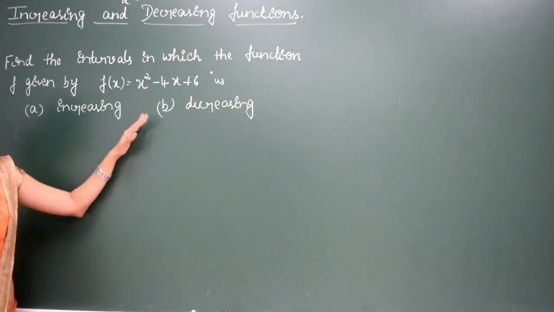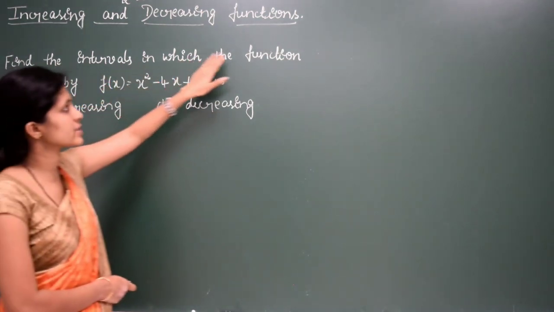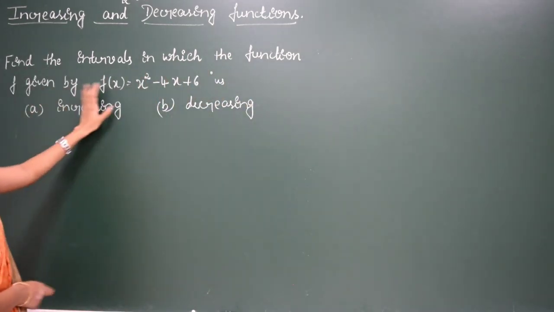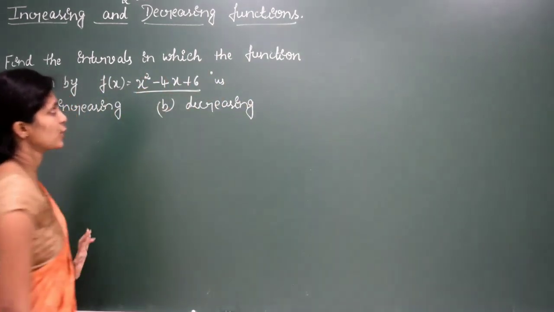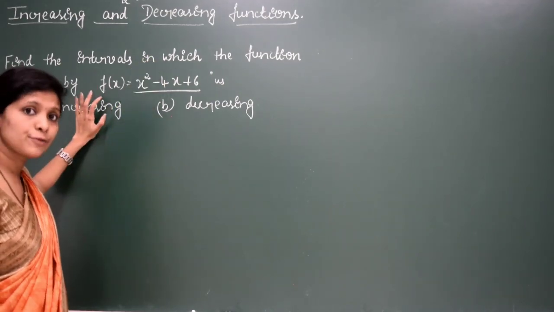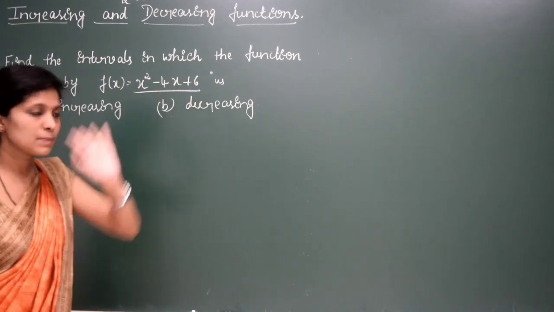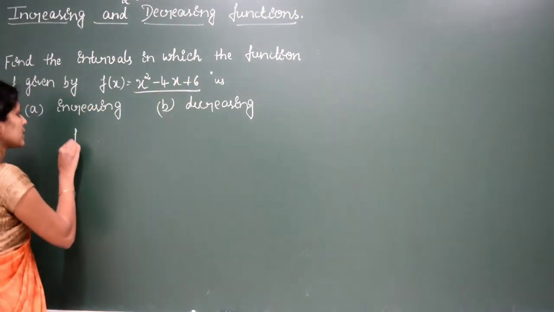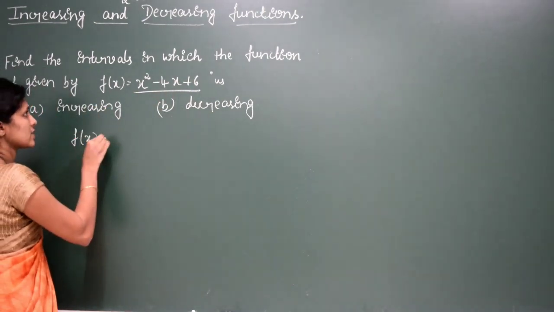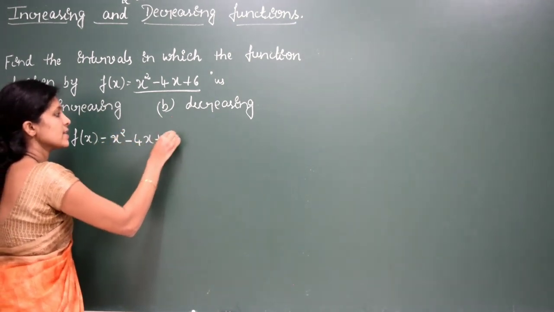See, this type of problems are important. We'll read the question. Find the intervals in which the function f of x is x square minus 4x plus 6 and the function is given. You have to check where the function is increasing and where the function is decreasing. Simple it is. What you have to do? First we will consider this function f of x is equal to x square minus 4x plus 6.